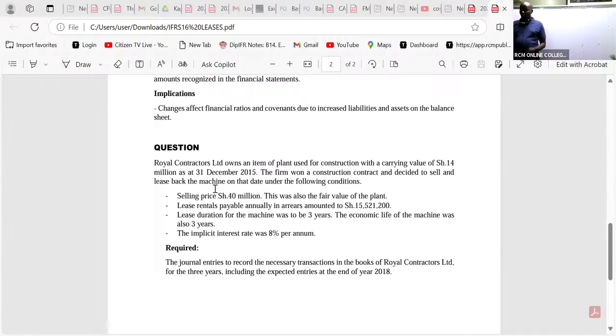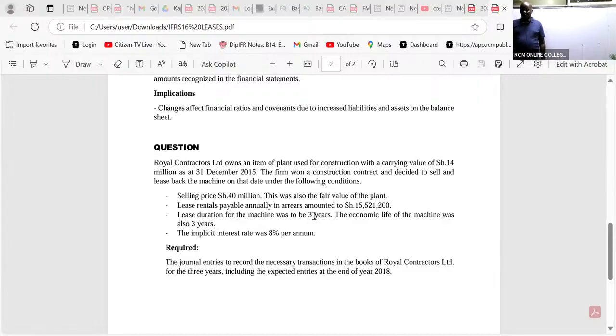We are told the Royal Contractors, we can take a snapshot of this. Royal Contractors Limited owns an item of land used for construction with a carrying value of 14 million as at 31st December 2015. The firm won a construction contract and decided to sell and lease back the machine on that date under the following conditions. The selling price is 40 million. This was also the fair value of the plant. Lease rentals payable annually in arrears amounted to 15,521,200.